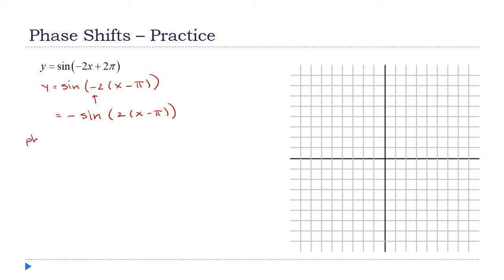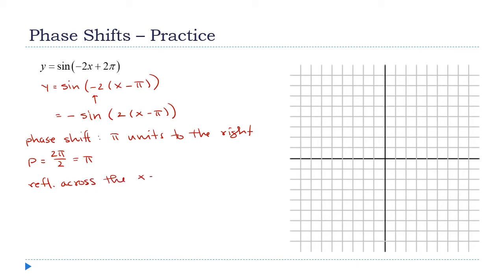So now I have three things going on here. I have a phase shift that is pi units to the right. My period is going to be 2 pi divided by 2, which is pi, and I have that minus sign. Right, that minus sign is a reflection across the x axis. So I got three things I got to build in here. Okay, so first, let's do that period.